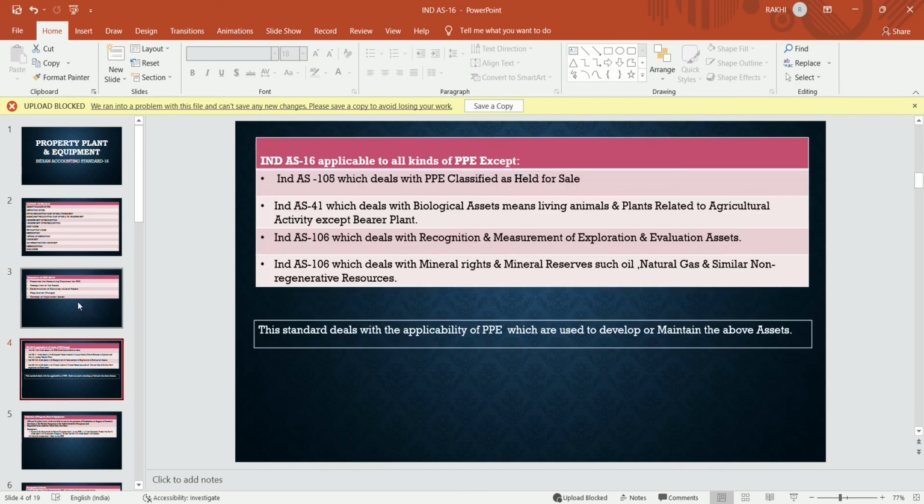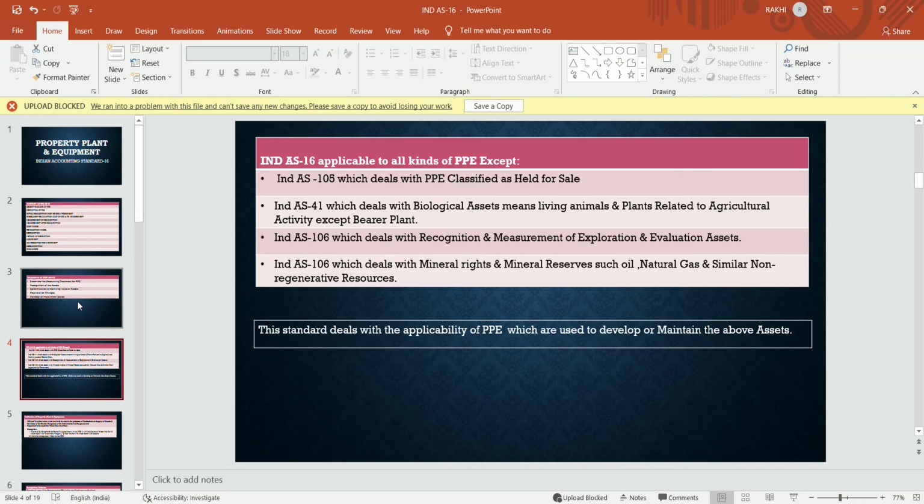Now what is the scope? Scope of this standard Ind AS 16 includes all kinds of assets. Ind AS 16 is applicable to all kinds of property, plant and equipment except some of the items, some of the assets, because these assets are dealt with by other Indian accounting standards. So Ind AS 16 does not deal with that kind of assets.